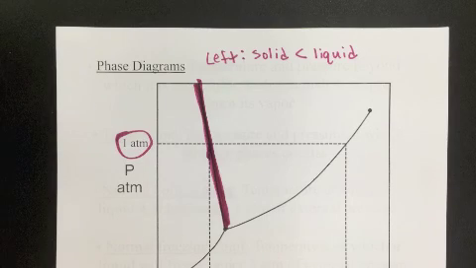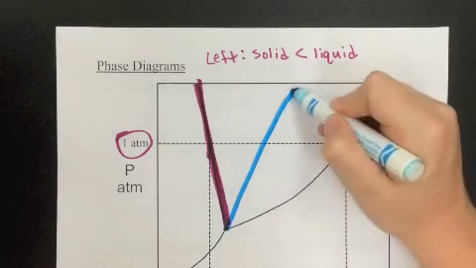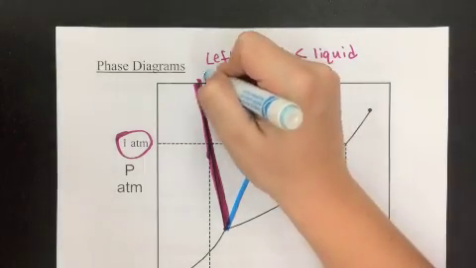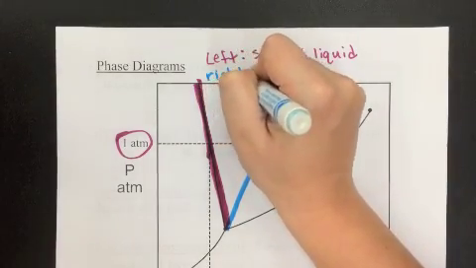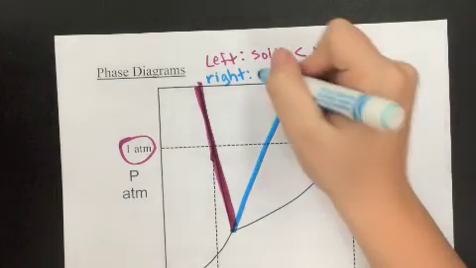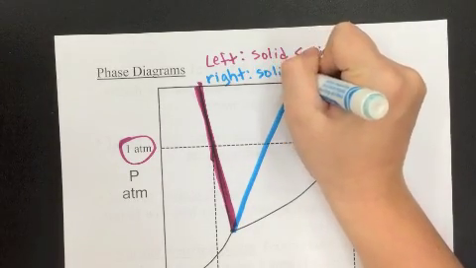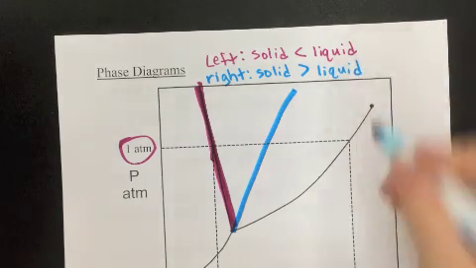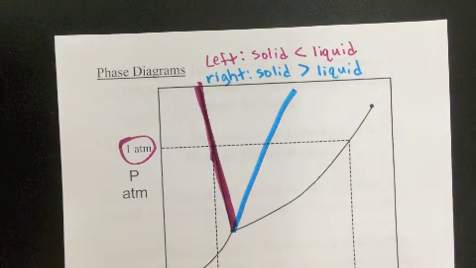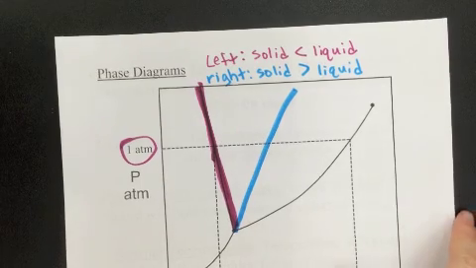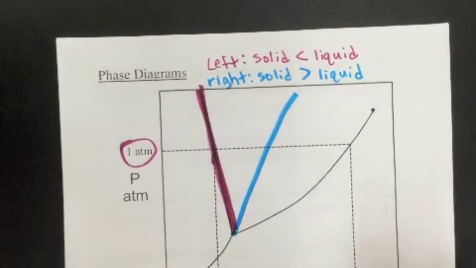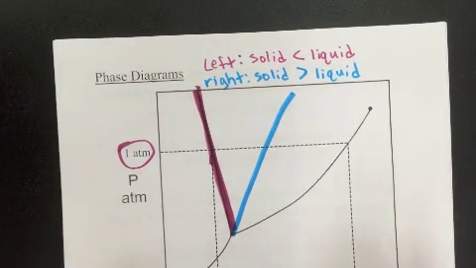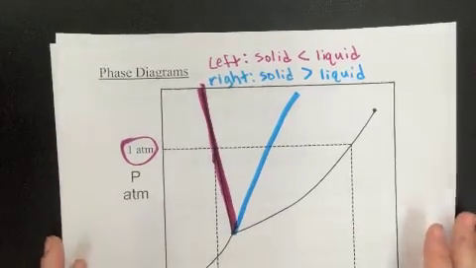Now, what if it doesn't slant to the left? What if we had a graph that slants to the right? If it slants to the right, it's the opposite. The solid is more dense than the liquid. So the solid will go to the bottom of the container. Okay? A lot of different things that you need to know about this one little graph. Who knew? It looks so simple, but it tells you tons of information.